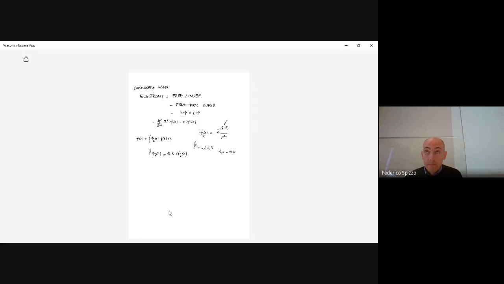Concerning k, for the moment, k in principle may be a continuous parameter. It's just a wave vector. So in principle, any vector could be fine within that wave function. But this is not true if we take into consideration the periodic boundary conditions.